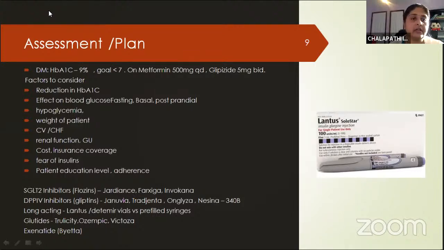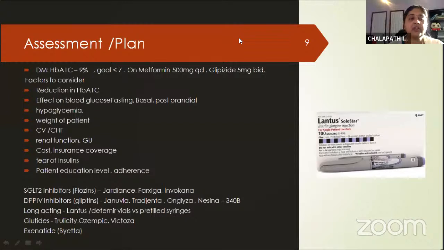How much does the patient weigh? Is the patient within normal limits, or is the patient obese, overweight? What do we need to do? Do we need to add any medication that is weight neutral, like metformin, or do we need to add medications that can also help reduce the weight? All these new medications, DPP-4 and SGLT2, are definitely useful in reducing the weight.